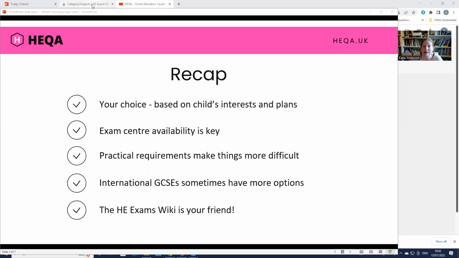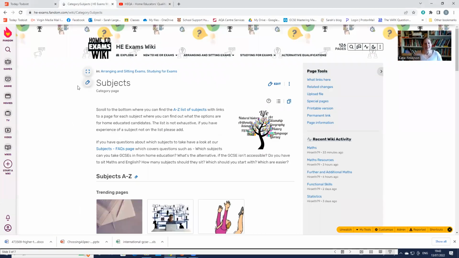And the key place, because we're going to talk about some of the subjects, there's always more. The key place to look is on the HE exams wiki that Sarah is going to show you now.